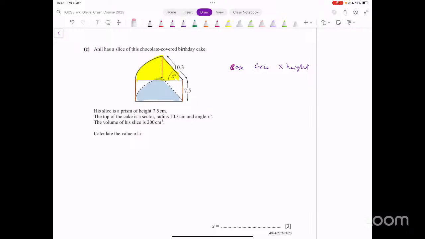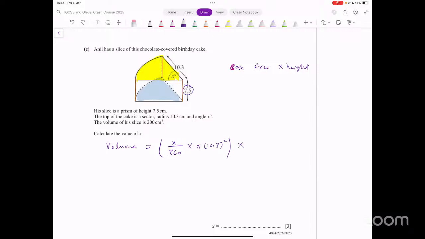All right, now they've explained that the top of the cake is a sector, radius 10.3 centimeters, and angle x. Calculate the value of x, given that the volume of the slice is 200 centimeter cube. Now, what's the volume of a prism given by? We wrote that above. It's the base area into height. What's the base area? Base is the sector, right? What's the area of a sector given by? Area of a sector is theta over 360, theta is x here, so x over 360 times pi r squared. That's pi into 10.3 squared. That's the base area. Times the height. What's the height in this case?